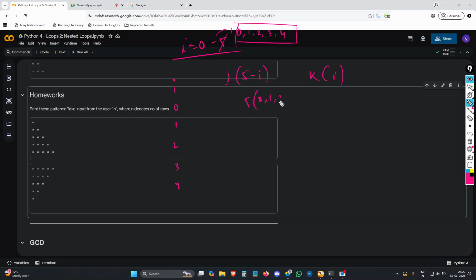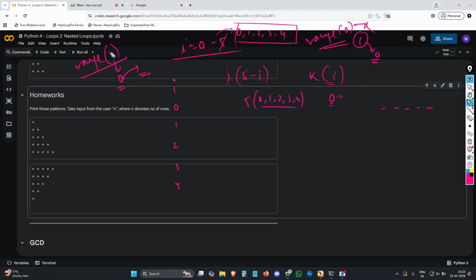So what is its range? 0, 1, 2, 3, 4. How many spaces do I get? 5 spaces. And K is what? K is K of 0. What is 0? Will 0 print anything? The range function should be at least 1 to get its value of 0, right? For range of 0, is there anything? We learned it. There is nothing. Null value.